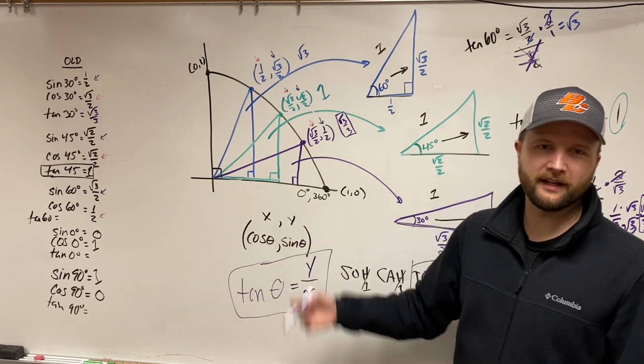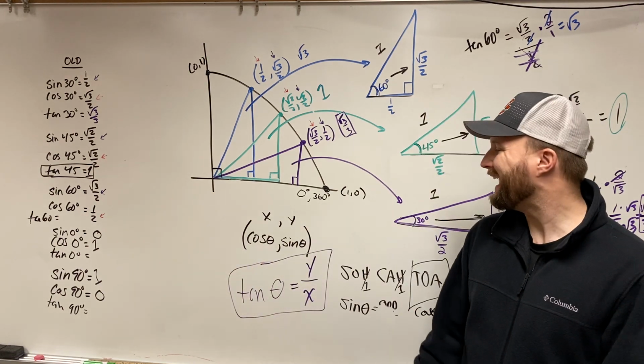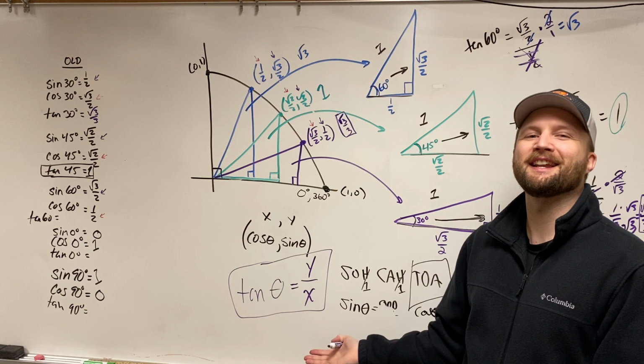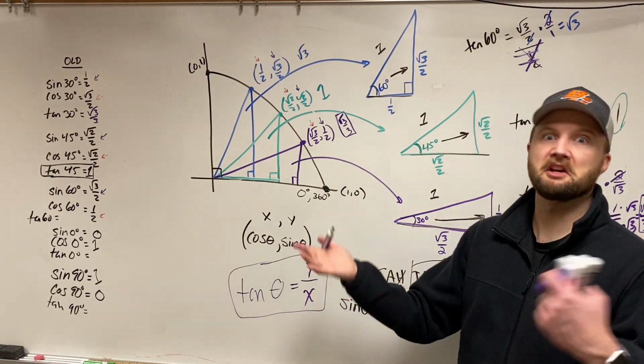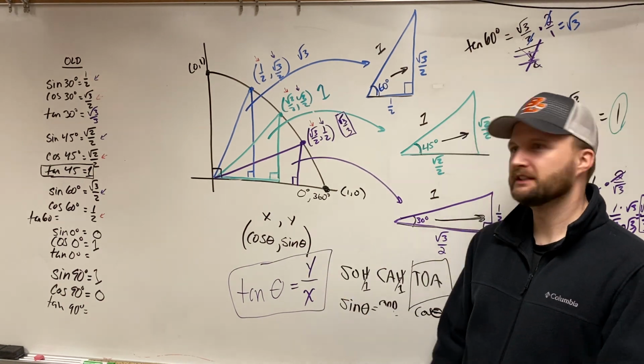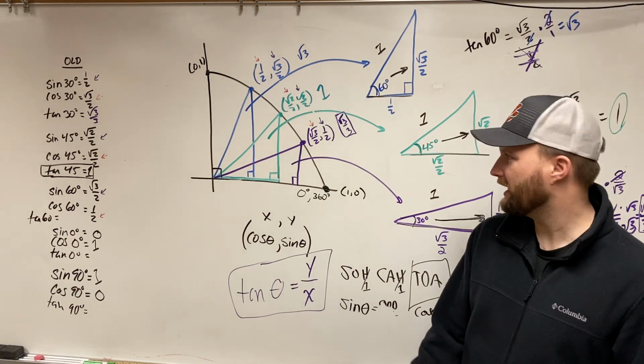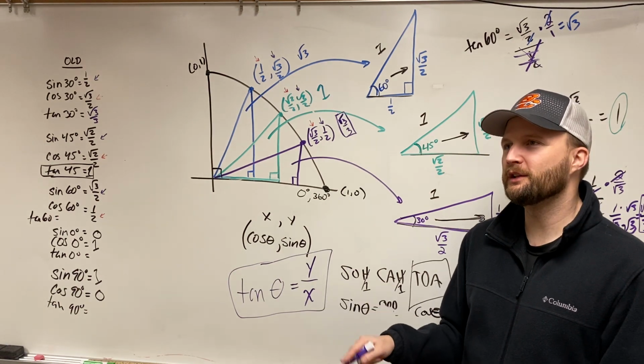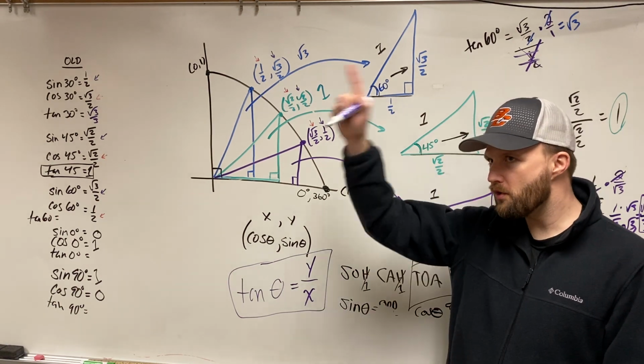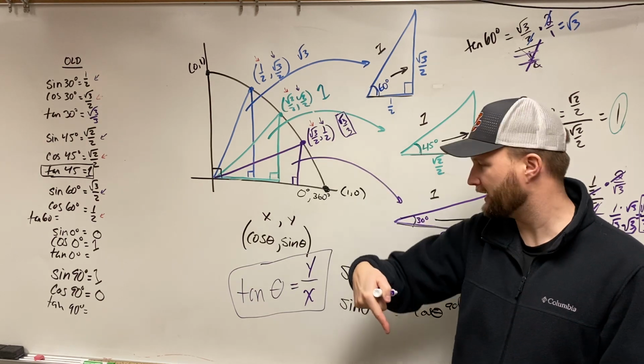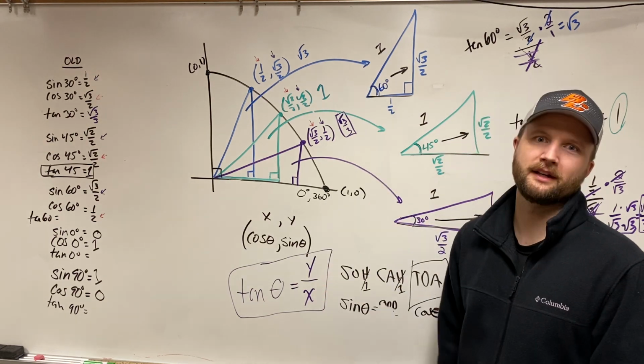It really simplifies it for you. So any tan you want to find, tan of 330, tan of 270, tan of whatever you want, all you do is just on your unit circle, find it, and do the y number divided by the x number.